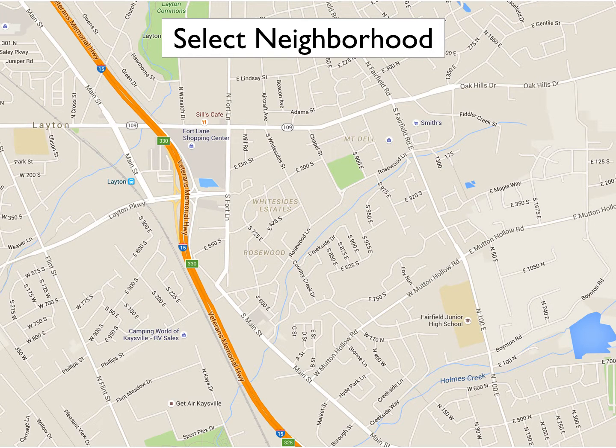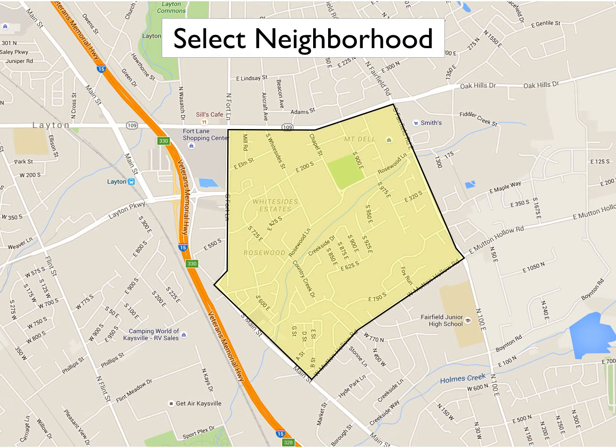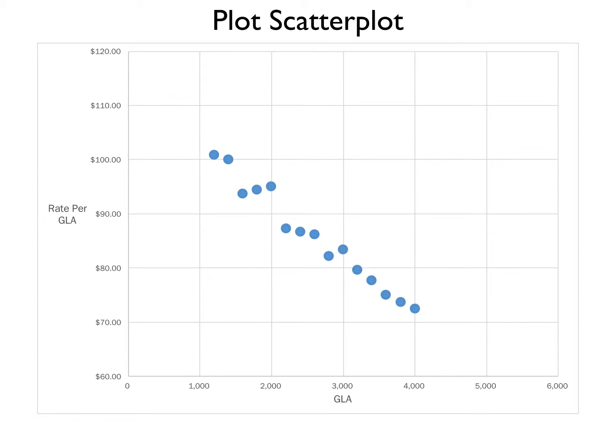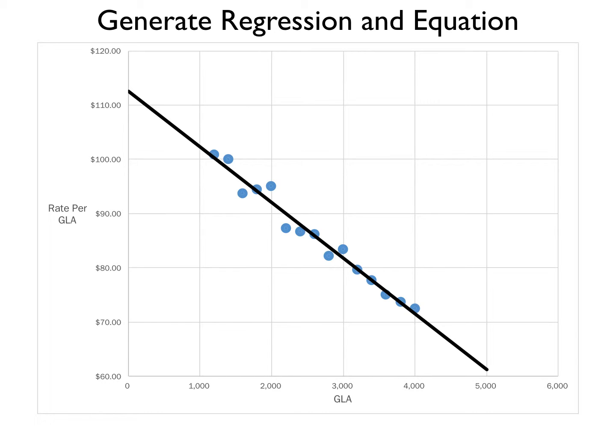So first step is we select the neighborhood, draw our neighborhood area, select those comps, and export those, and calculate the price per gross living area and plot that. It looks like there is somewhat of a relationship there, which we would expect once we do the regression line and plot it through those points. We also want to note the equation that's going to tell us what that line looks like. We'll use that equation to calculate all of the comps or the subject properties that fall on that line.